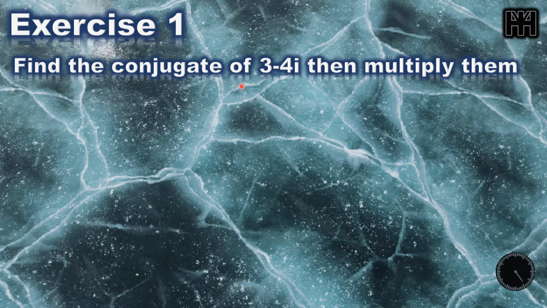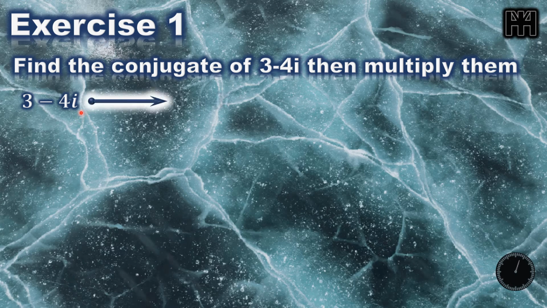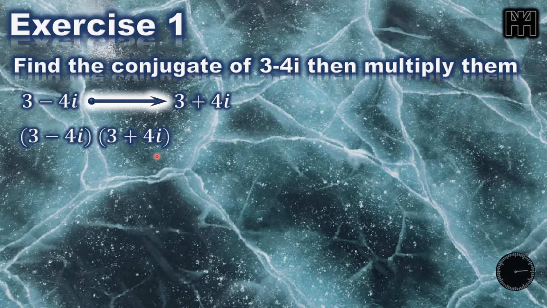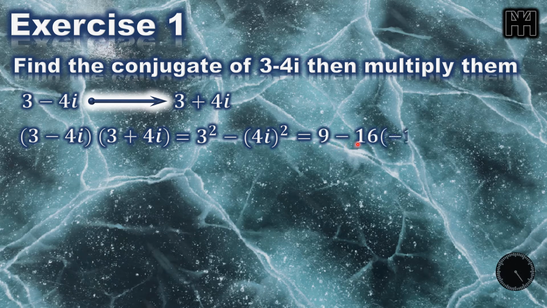Exercise 1. Find the conjugate of 3 minus 4i, then multiply them. Okay, we have 3 minus 4i here. We will reverse this sign, so it will be 3 plus 4i. This is the conjugate of 3 minus 4i, and 3 plus 4i also has a conjugate of 3 minus 4i. Okay, we will multiply them together. We can use the difference between two squares formula, so we have 3 squared minus 4i all squared. So it will give us 9 minus 16 multiplied by negative 1. The negative will cancel the negative here. It will be 25.